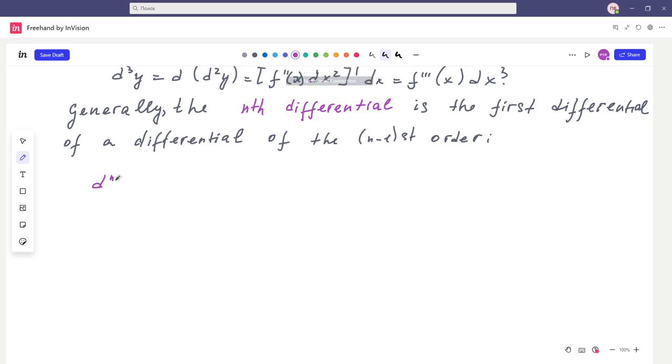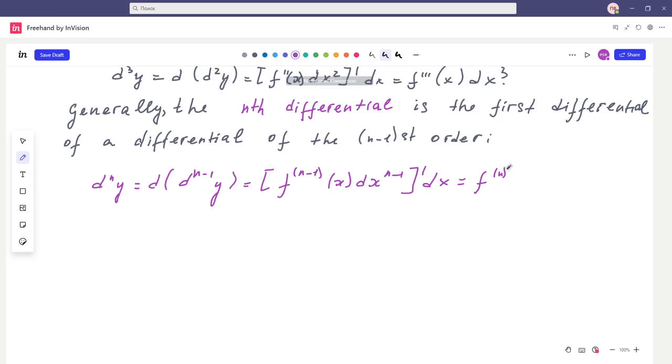The nth differential of y is the differential of the (n-1)th order differential of y, or (f (n-1)th derivative of x times dx to the power n-1) prime dx, or the nth derivative of f of x times dx to the power of n. Formula first.